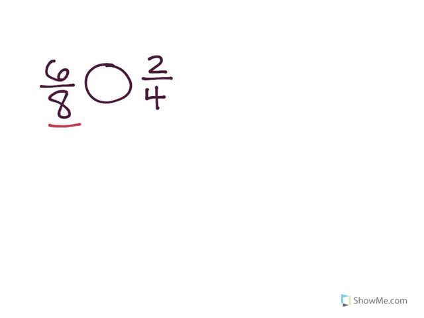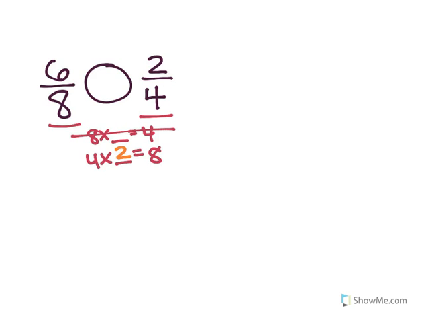Okay, so my first step is to check. And I ask myself, can I do 8 times anything to get to 4? Or 4 times something to get to 8? Well, I can't do that one, but I could do this one. 4 times 2 gives me 8. So do I even have to do strategy number 2?